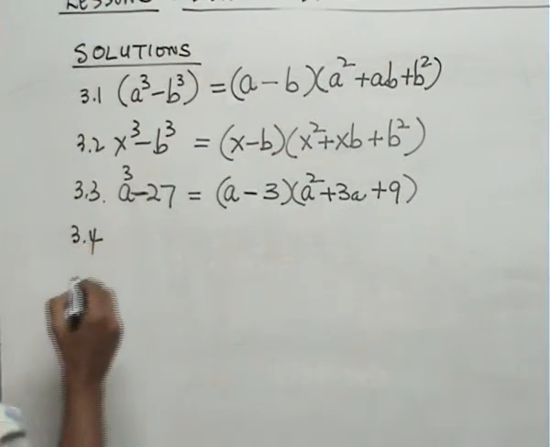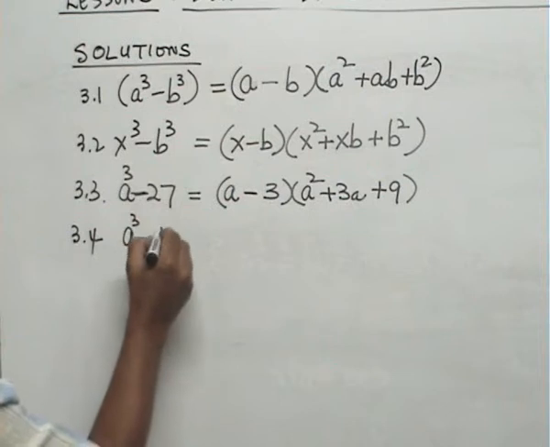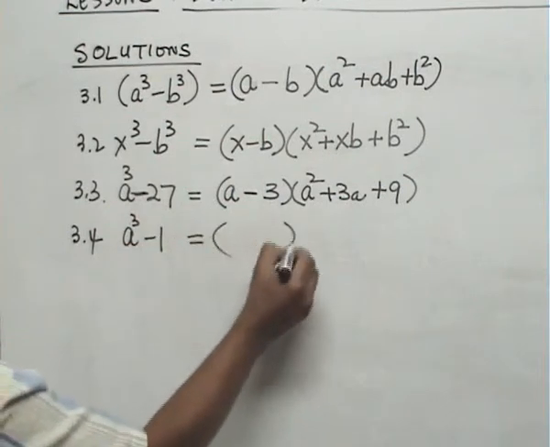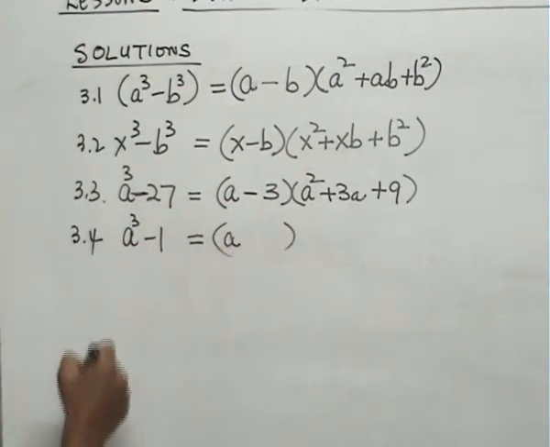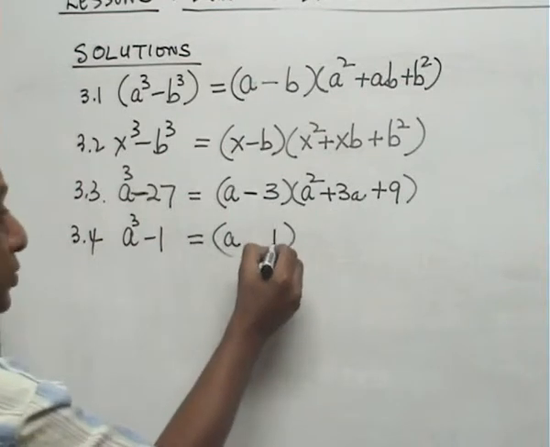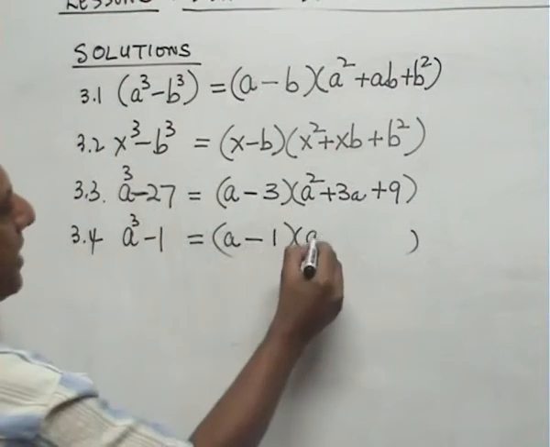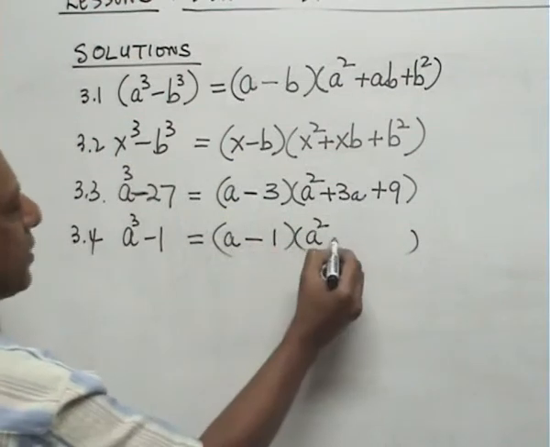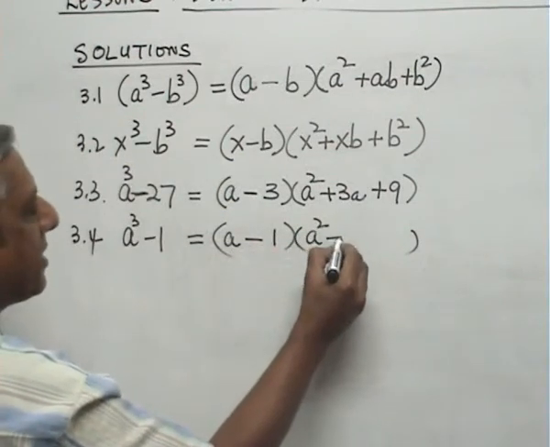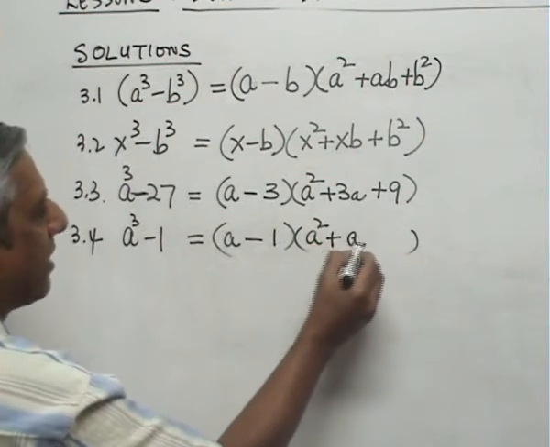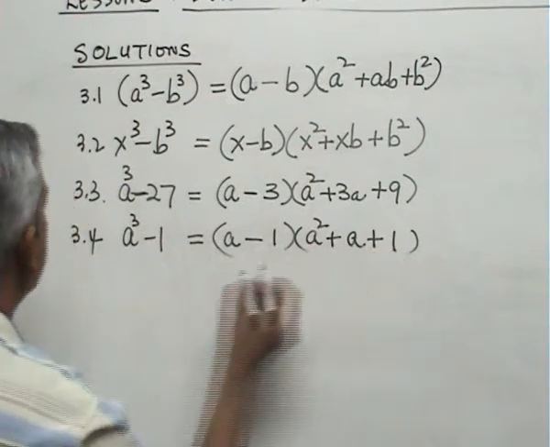3.4, a cubed minus 1. Cube root of a cubed is a. Cube root of 1 is 1. Square the a, multiply the 2, minus a, but opposite sign, plus a. Square the 1, plus 1.